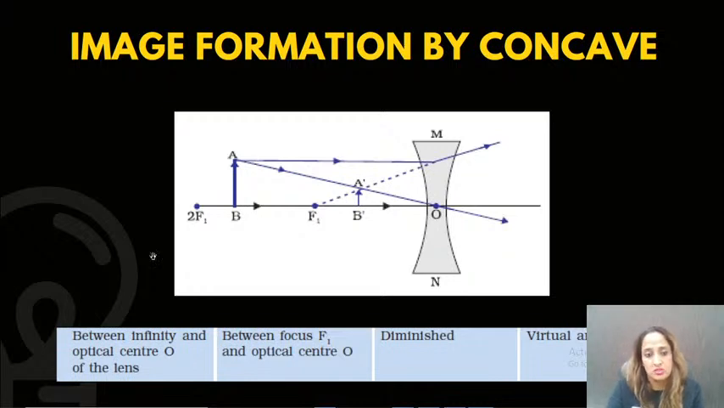So let's say we have the object between infinity and the optical center. The first case was anywhere from infinity the rays were coming, but in this case the rays are coming from point infinity, anywhere between infinity to optical center. Now we have optical center is here, and this is the object that we have.